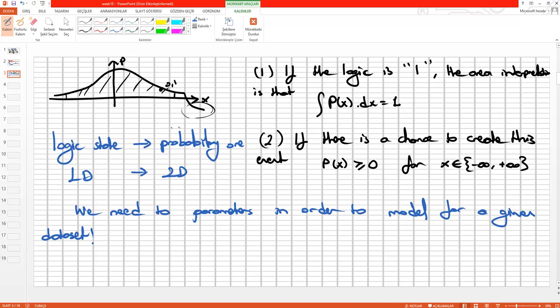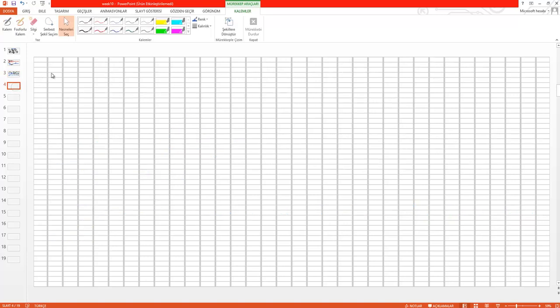So, how can we derive the generalized parameters in here? Firstly, we need to give the what?